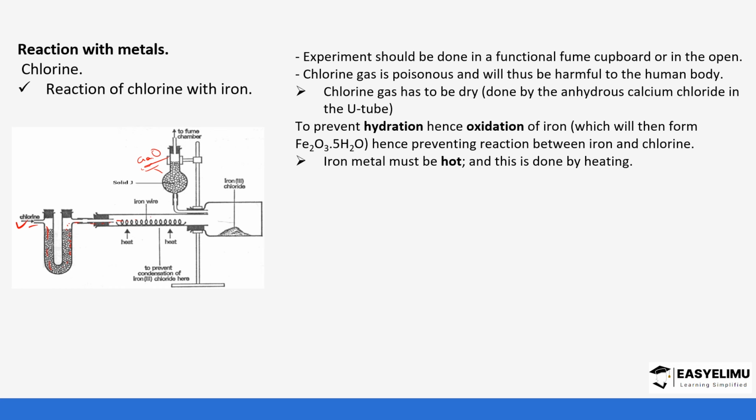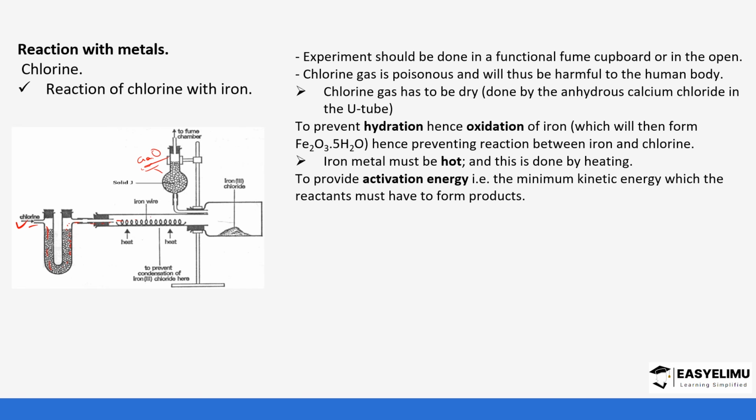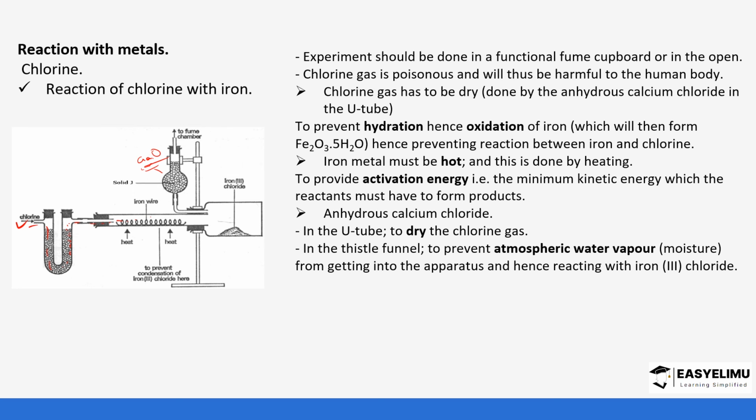The iron metal must be hot. We know the reactivity of iron is not that high, but if we heat it, it helps to provide activation energy, which helps the reaction to start. And then anhydrous calcium chloride in the U-tube is used to dry chlorine gas, and in the guard funnel is used to prevent water vapor from getting into the apparatus.